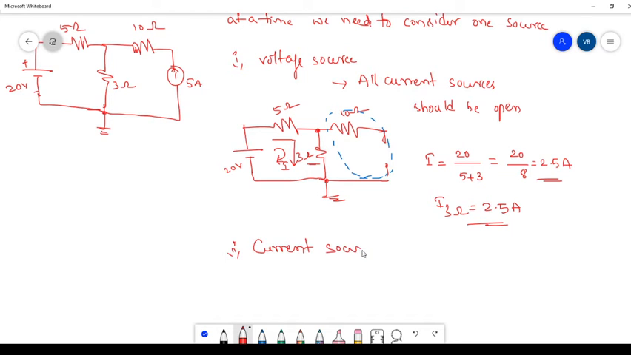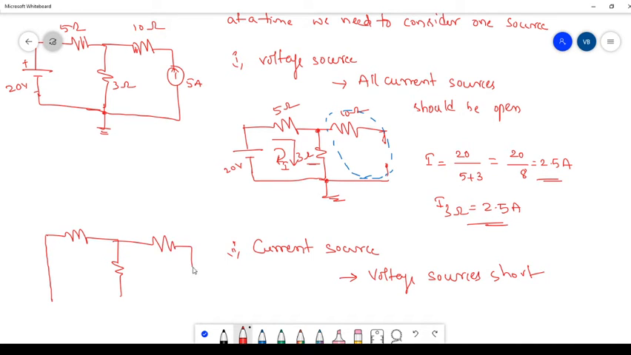While considering the current source, what about the voltage sources? All voltage sources will become short circuit. So the entire network will become like this. The voltage source is shorted, and here we are having a resistor and resistor and again resistor, and here we are having a current source. This is 10 ohms, and here 5 amperes and 3 ohms, 5 ohms. We need to calculate the current across the 3 ohms resistor.